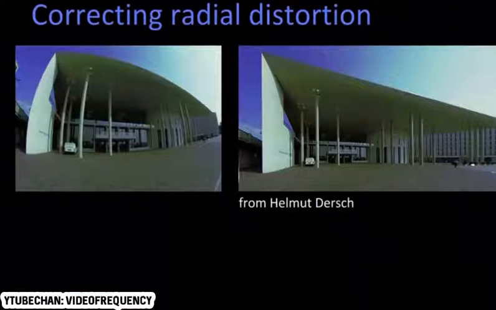Here's an example of the correcting of that radial distortion, radial coming out from the middle. The picture on the left was taken with a lens that's actually designed to try to capture as much of the scene as possible, but it's very distorted. On the right, you can see the recovery, making it as if everything were perfectly flat.